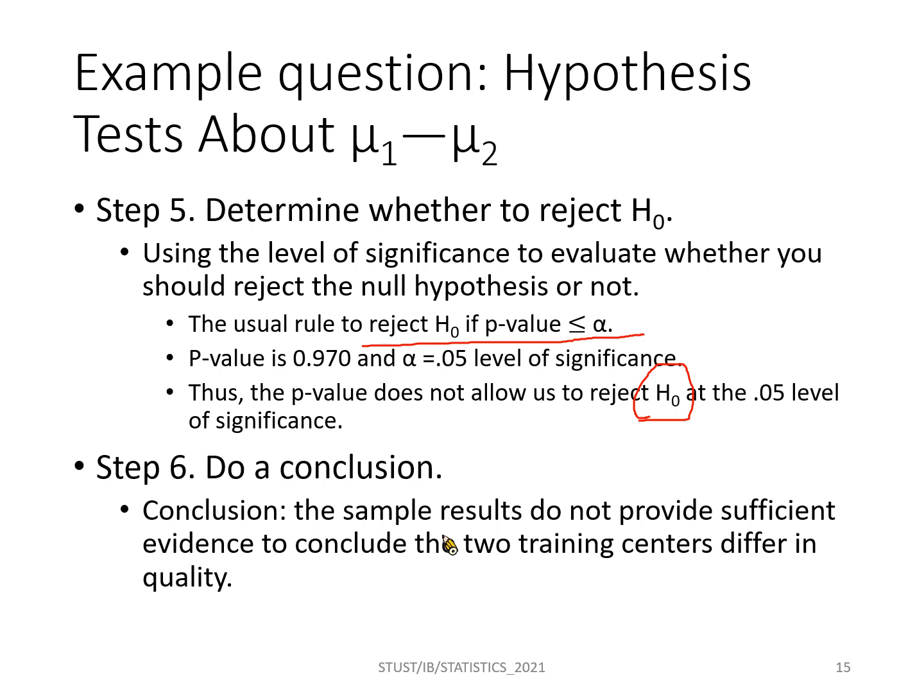That is, the sample result does not provide significant evidence to conclude the two training centers have different quality, because the null hypothesis says the difference between them is equal. Mu1 minus mu2 is equal to 0, and you cannot reject such an expression. So the difference between the two centers is not so significant. Based on the statistical analysis, you can make such a conclusion, and that's the hypothesis test.